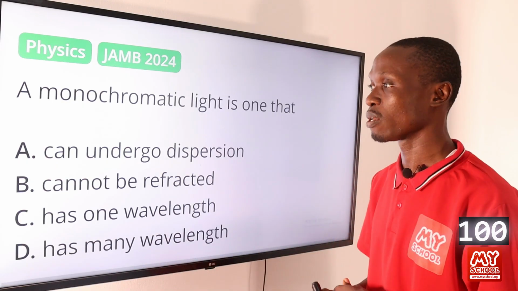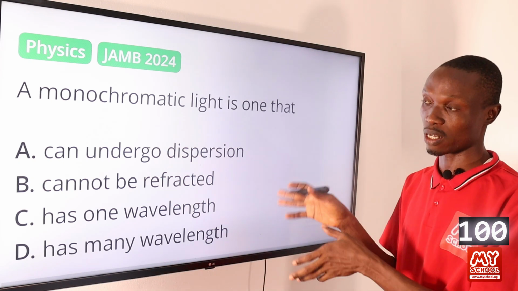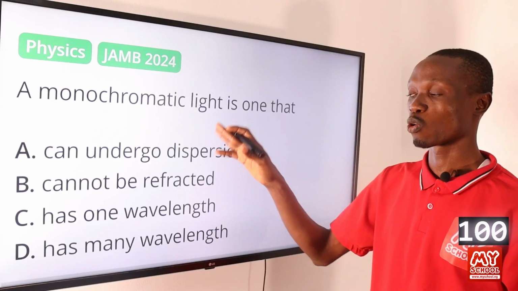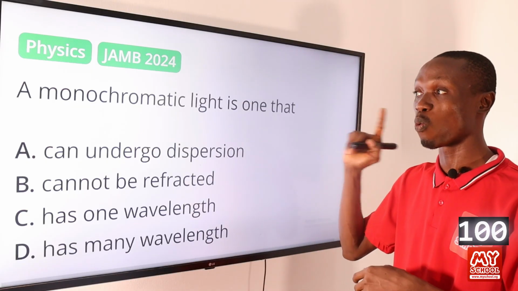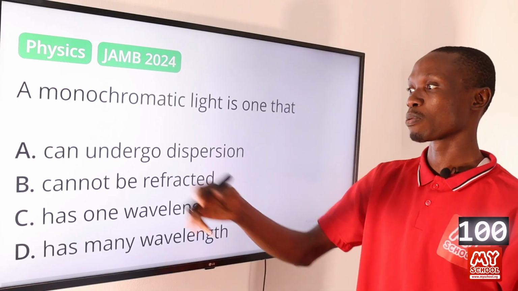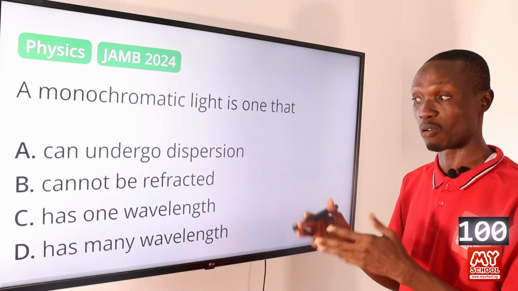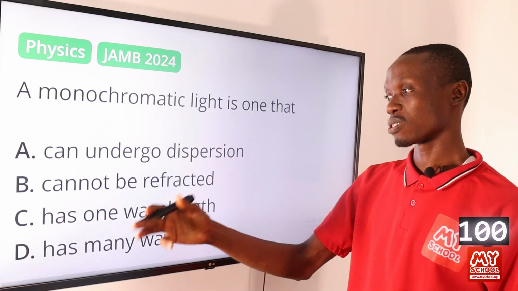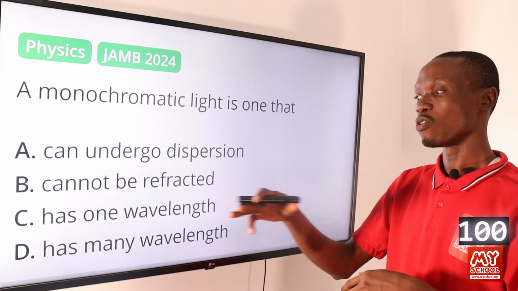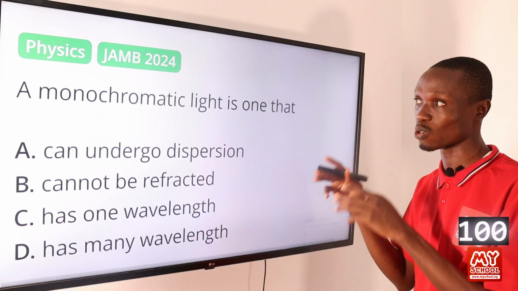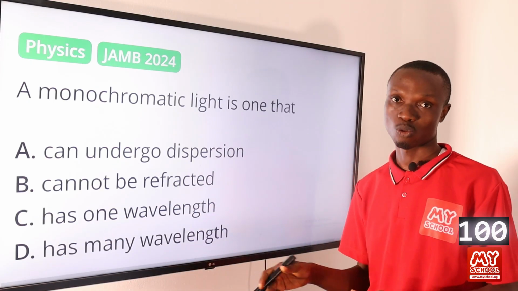For option A, a monochromatic light cannot undergo dispersion, although that is not the answer to this question, because it contains only one wavelength. While for option B, cannot be refracted, a monochromatic light can be refracted. Option C, which is the answer to this question, has one wavelength. Option D, no, it does not have many wavelengths but has only one wavelength. So that makes option C the correct answer to this question.